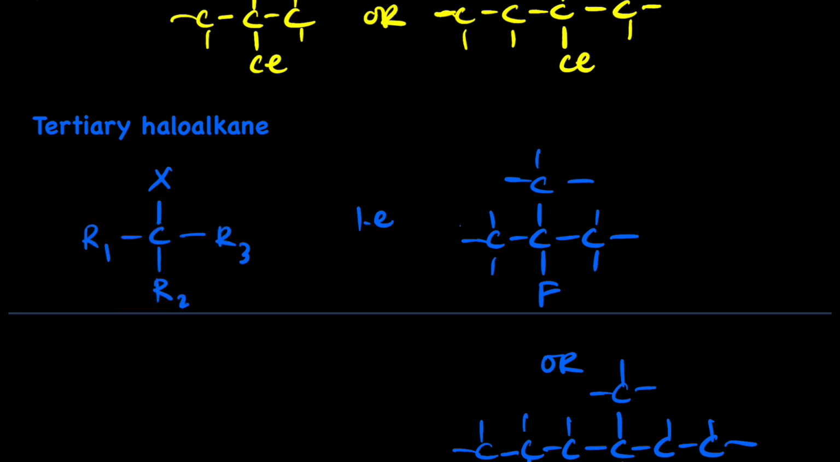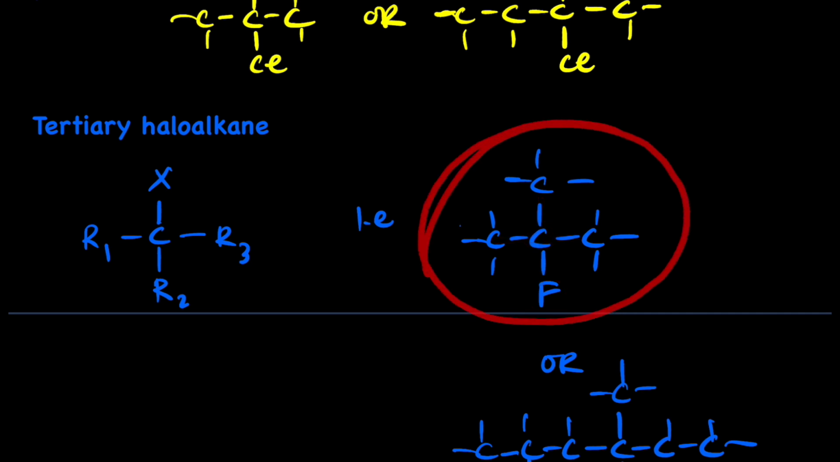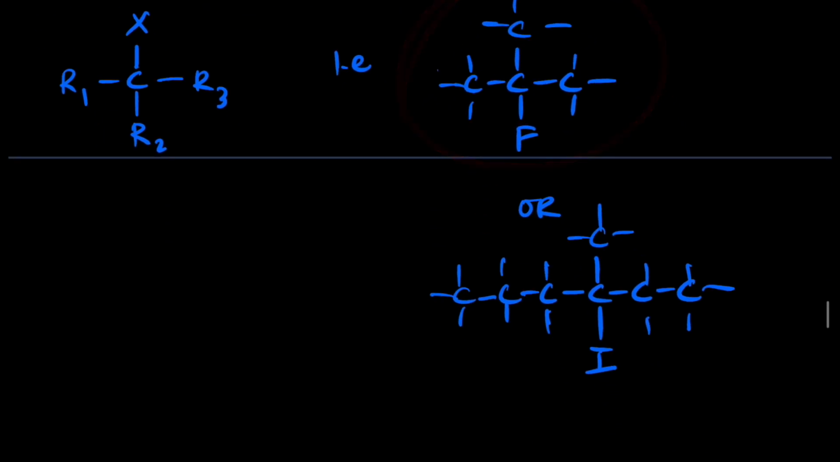Let's look at an example here. This carbon has a halogen. It's attached to 3 carbons. It makes it a what? A tertiary haloalkane. This one. And let's look at this one. This carbon has a halogen, right? It's attached to 3. 1, 2, 3. 3 what? Carbons. It makes it what?